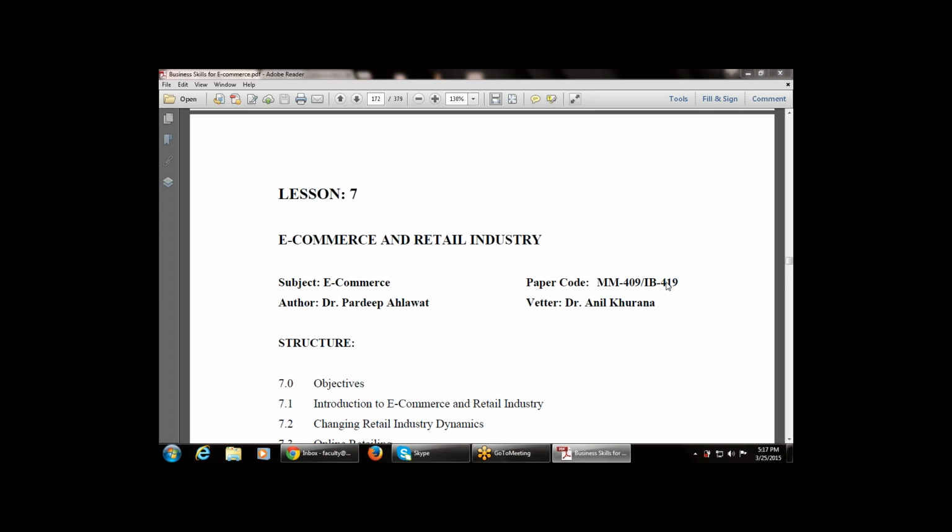So now we are back from the break, let's start the session again. Till now we have covered chapter number 6, that is e-commerce and the banking industry. Now I'm going to start with the new chapter, chapter number 7, that is e-commerce and the retail industry, that is how e-commerce is related with the retail industry.